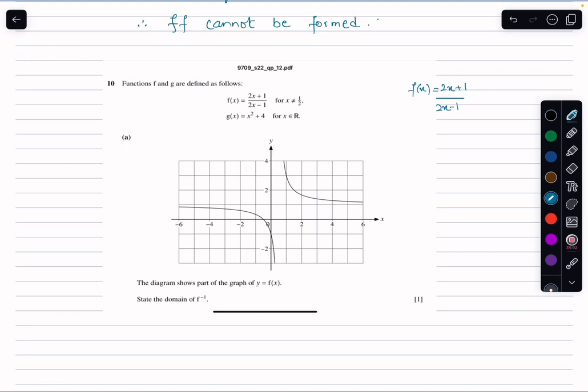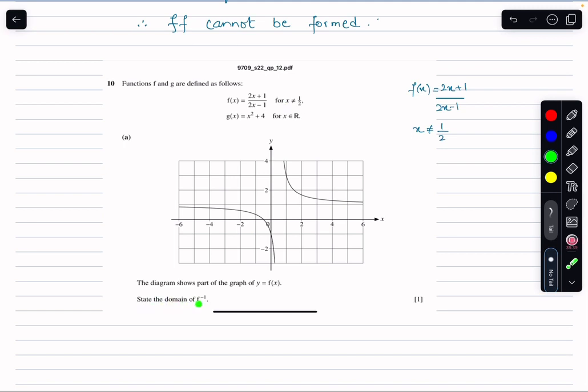So function f is given as 2x plus 1 divided by 2x minus 1, and we know that this function should not be equal to 1 by 2, because if I substitute x as 1 by 2, I know that my denominator becomes a 0, and if my denominator here becomes a 0, then the function becomes undefined, and a function cannot be undefined according to the definition of functions. Therefore, this is already given, that x should not be equal to 1 by 2.